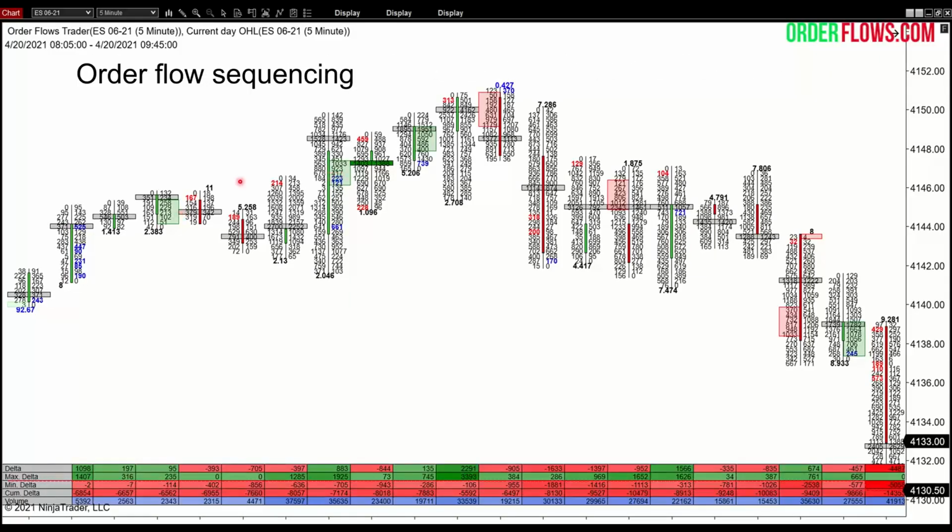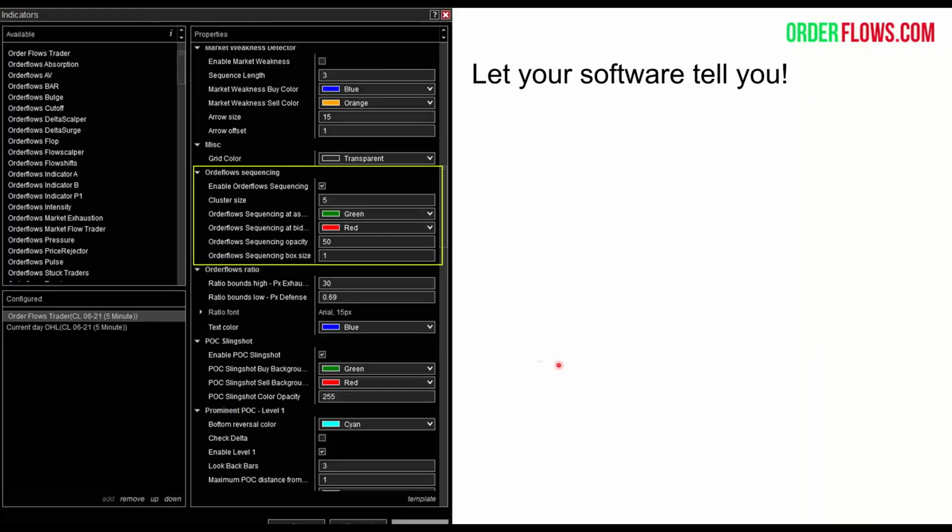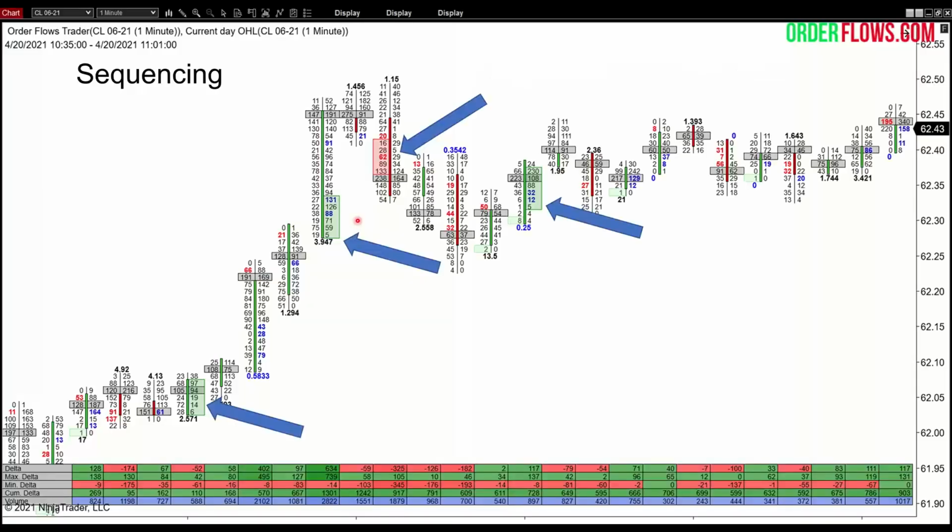You can see sequencing, bullish sequencing, bullish sequencing. This is the cash open here. Bullish sequencing, swing high, bearish sequencing at the swing high. Market sells off. Look at right before the next big bar down: more bearish sequencing, market keeps going down. That's a 5-minute chart in the E-minis. Let software show it to you. Here you can see sequencing. You can adjust the cluster size and how you want it to show up on the chart.